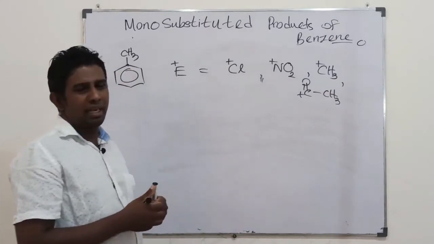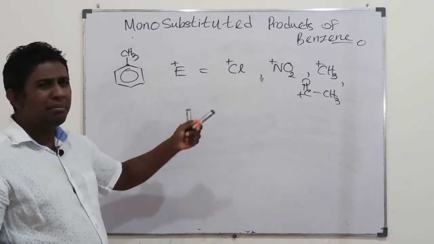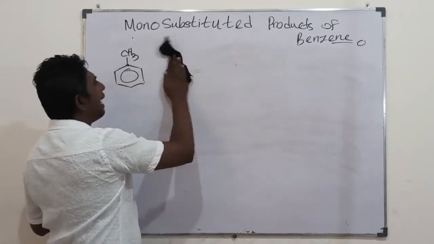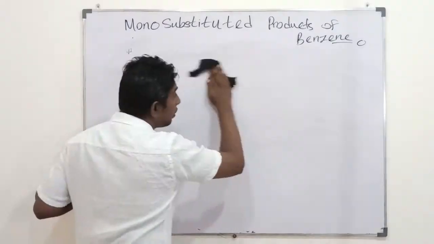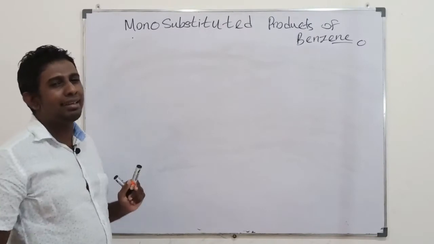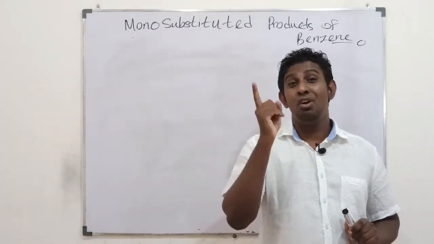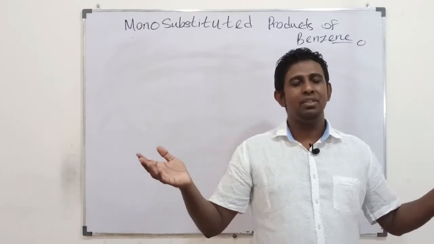Out of those, I will randomly select one to show you the reaction, to prove to you that toluene's methyl group is an ortho-para directing group.